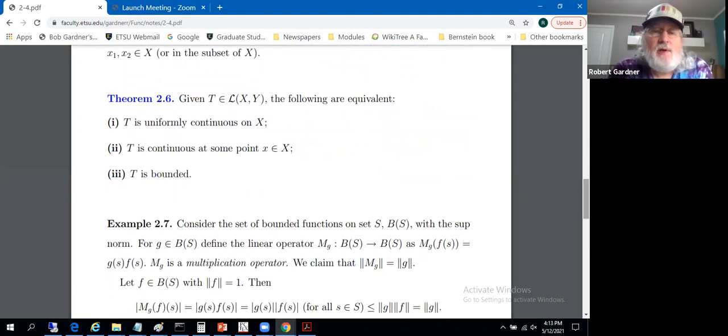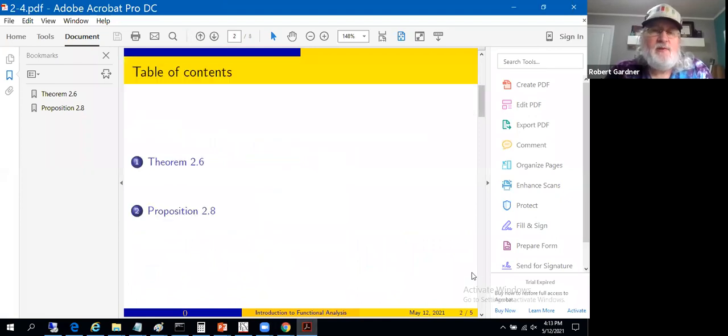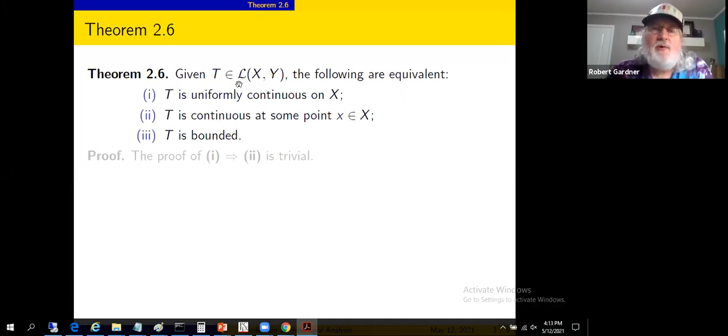Okay, I think we got two or three theorems in this section. These aren't terribly involved. This is a claim of equivalence. The proofs aren't complicated. This result's a little bit surprising, possibly. Just read it off of the Beamer files. It says for T, a linear operator from normed linear space X to normed linear space Y, the following are equivalent. T is uniformly continuous on X, is equivalent to T is continuous at some point x in that space. And those are equivalent to the fact that T is bounded, a bounded operator.